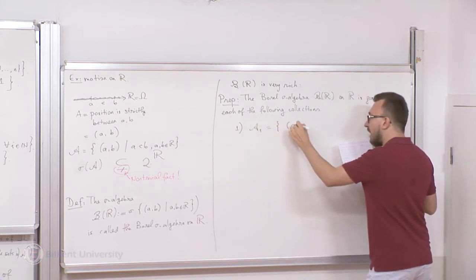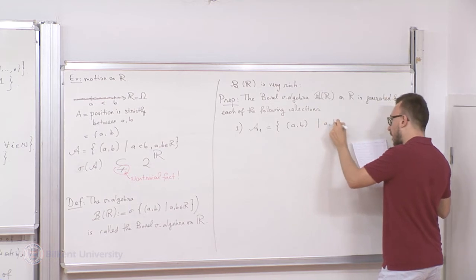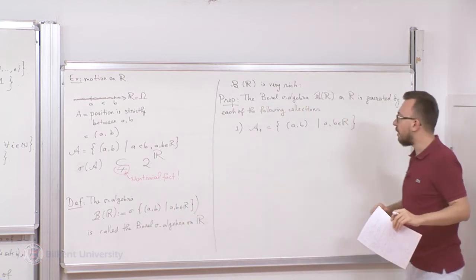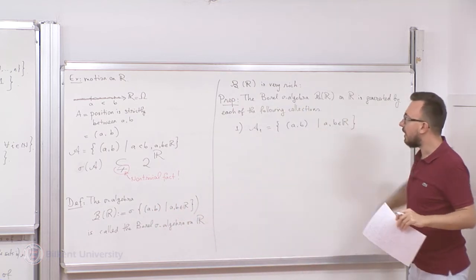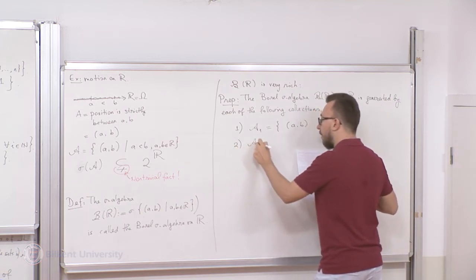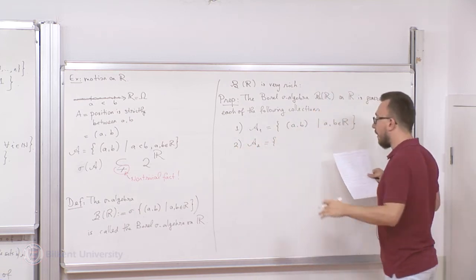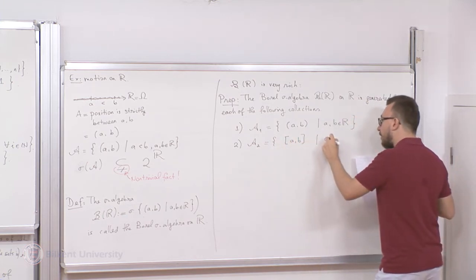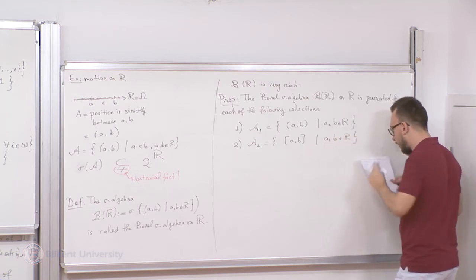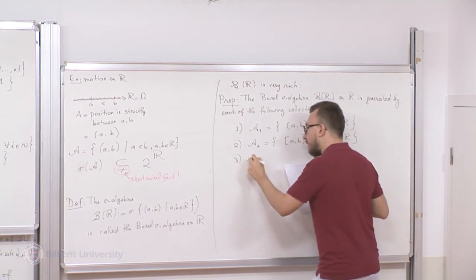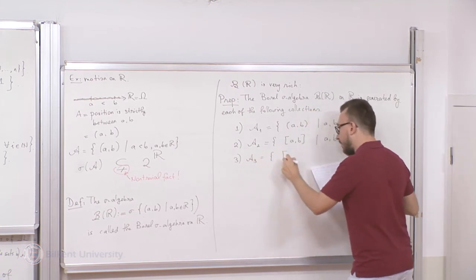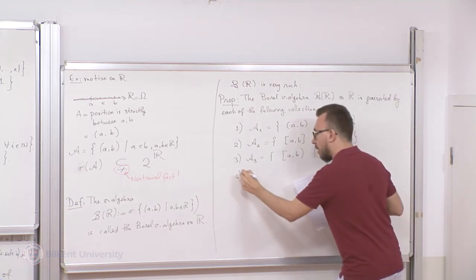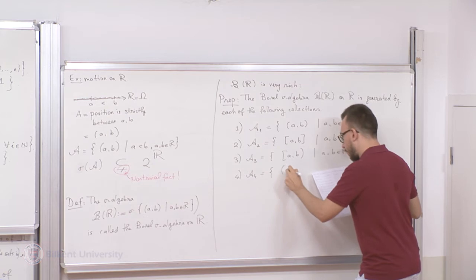So the first one is the collection that is already mentioned in the definition, right? So it is generated by open intervals that are bounded from above and below. It is also generated by closed intervals that are bounded from above and below. Half open, half closed, right? The other way around.